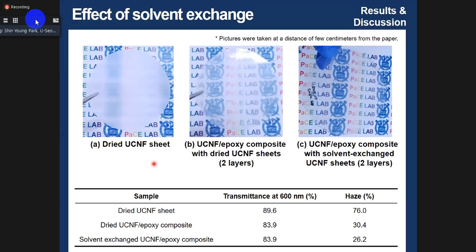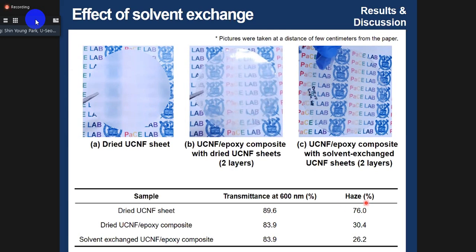These are pictures of the dried UCNF sheet, the composite with two layers of dried UCNF sheet, and the composite with solvent exchange UCNF sheet. Pictures were taken at a distance of a few centimeters from the background paper. We can see that as epoxy penetrated into the sheet, the CNF epoxy composite became more transparent than the dried sheet. Moreover, the composite prepared with the solvent exchange sheet showed better transparency than that with the dried CNF sheet.